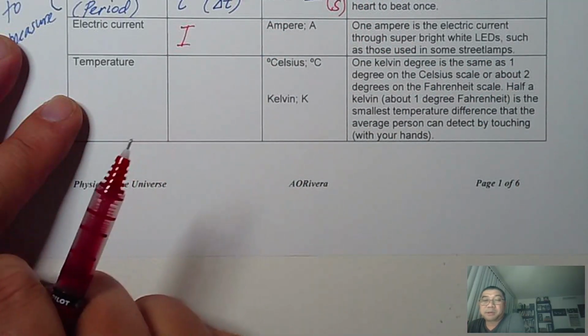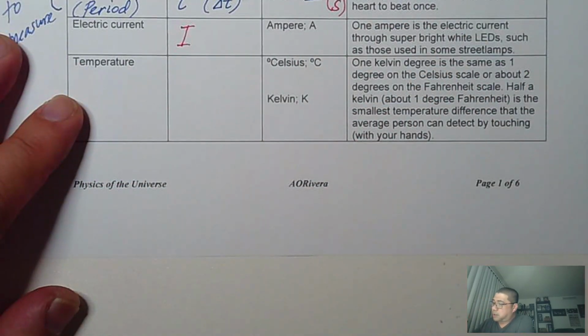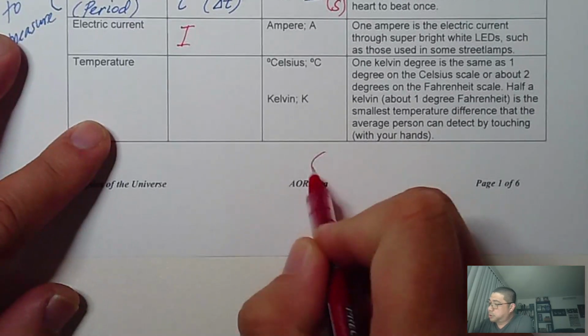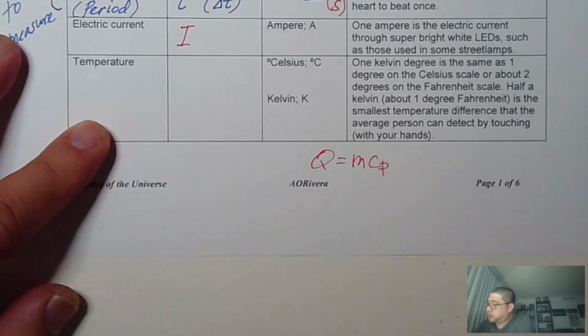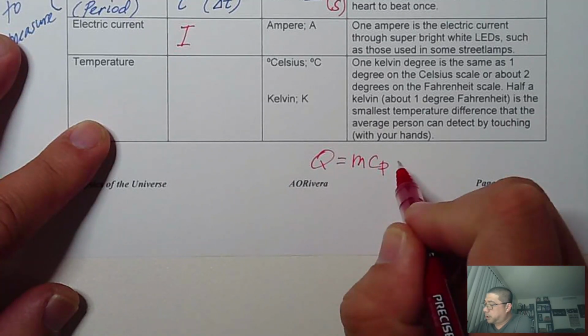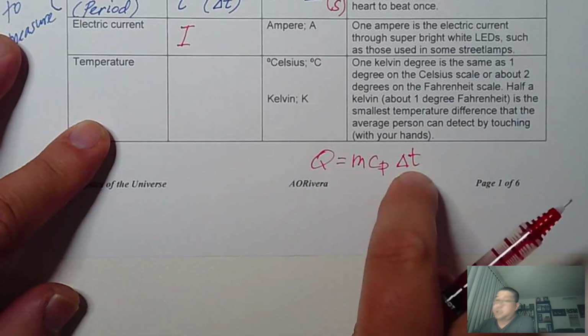And in chemistry class, you have encountered equations such as the four-sided triangle, which is Q equals mass multiplied by the specific heat at constant temperature multiplied by the change in temperature.